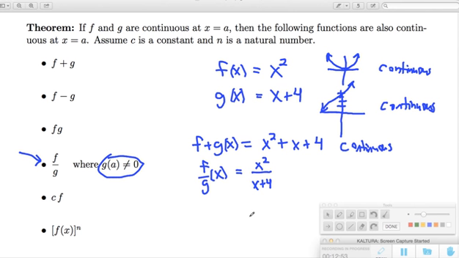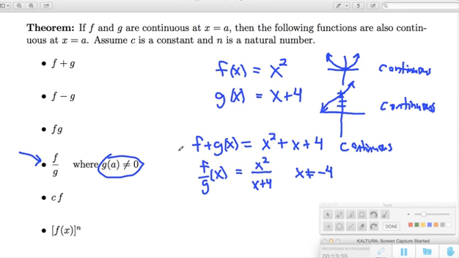Why is that? Well, remember that one of the conditions of continuity is that the function has to be defined at any particular point that you're interested in. Well, whenever you have a denominator, remember you're not allowed to have denominators equal to 0. So this particular function that I just put right here, f over g, has a problem. It is not defined at x equals -4 because that would make the denominator 0. So f over g is continuous except at -4. So if you're going to divide functions, you need to be careful about that and make sure you consider that the denominator cannot be 0.